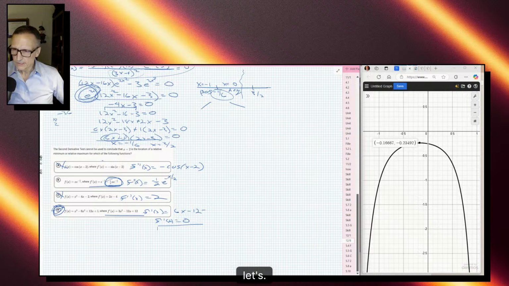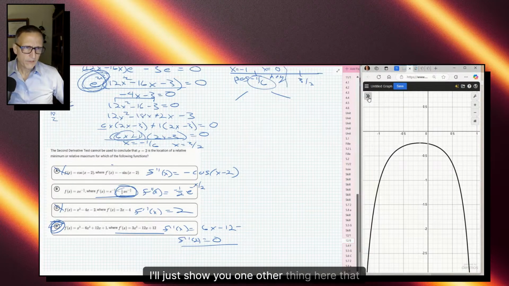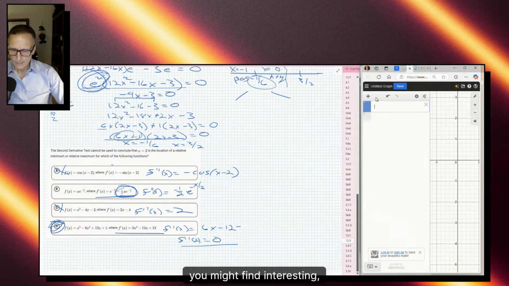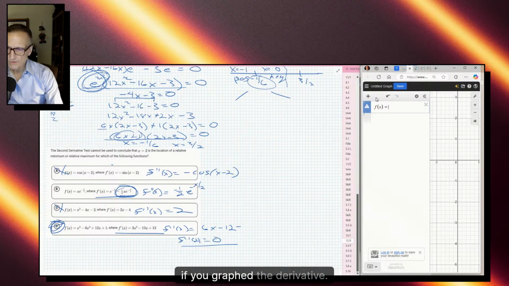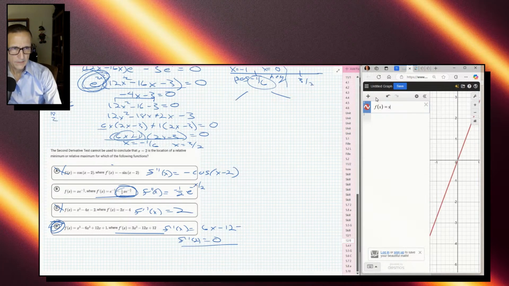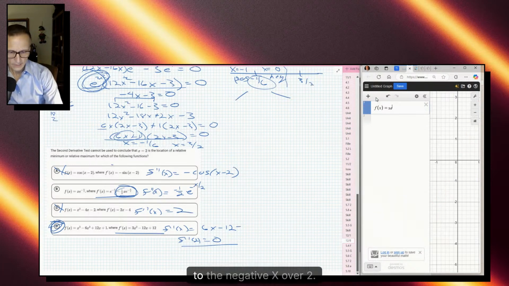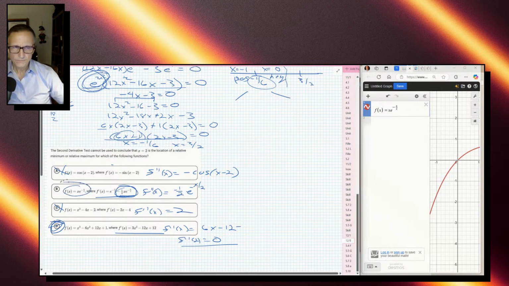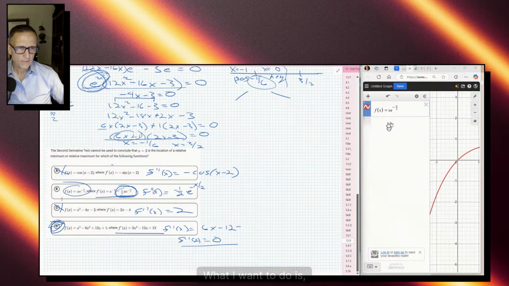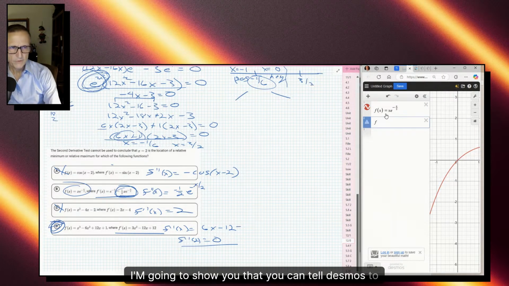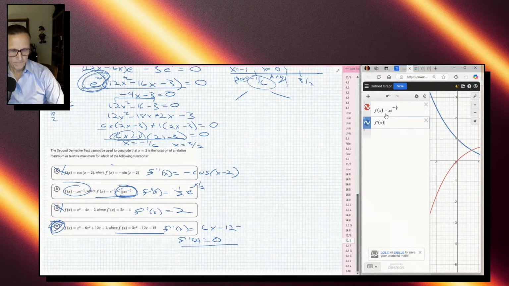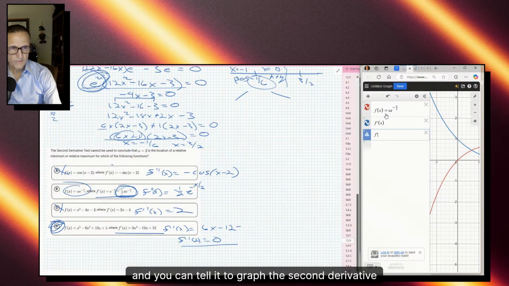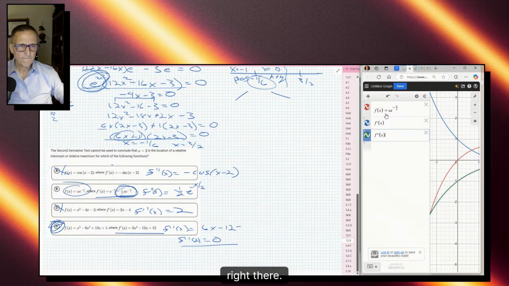I'll just show you one other thing here that you might find interesting, right? Now let's graph x times e to the negative x over 2. I'm graphing the original function right here. What I want to do is show you that you can tell Desmos to graph the derivative. And you can tell it to graph the second derivative right there.